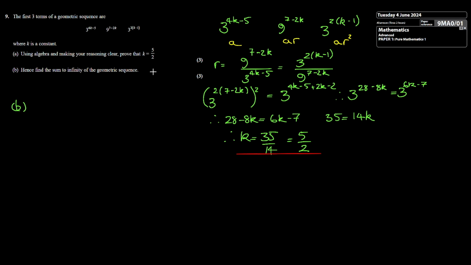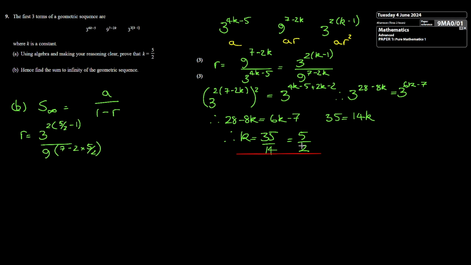And in B, we have to find the sum to infinity. So here's the sum to infinity formula. We need A and R. Well, we know A. A is 3 to the 4k minus 5. Yes, I'm going to substitute my value of k in. But we need to know what R is. Well, R is one of these calculations we've made here. Pick one of them. It doesn't really matter which one. They both look equally awkward.